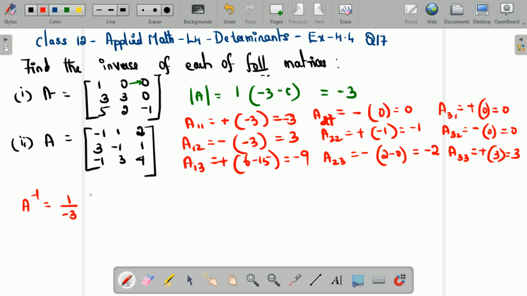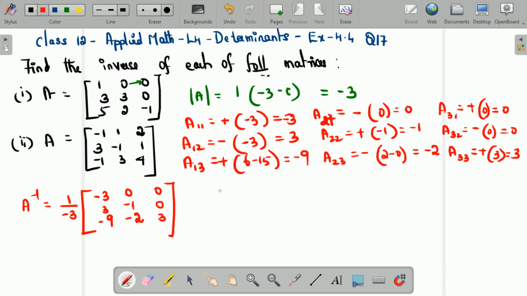Which means A inverse is equal to 1 divided by determinant of A. So 1 divided by minus 3 into adjoint of A, which is the transpose of this value. So minus 3, 3 minus 9, 0 minus 1 minus 2, and in this case it is 0, 0, 3. So this is going to be the A inverse in the first case.